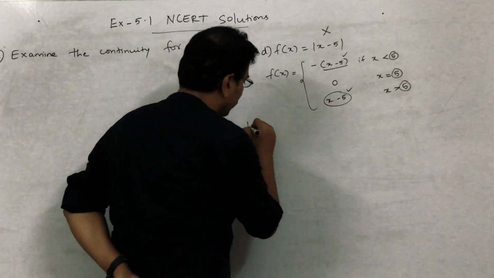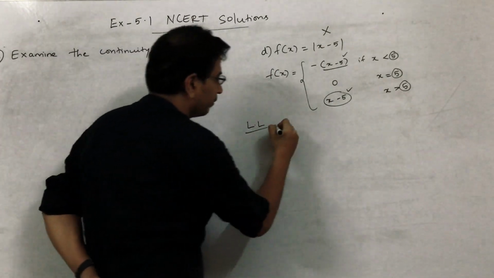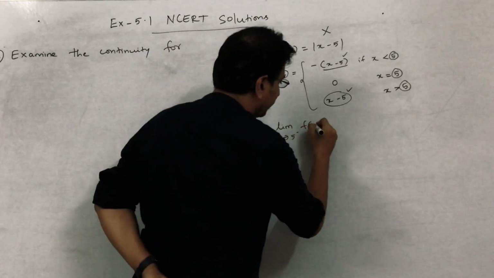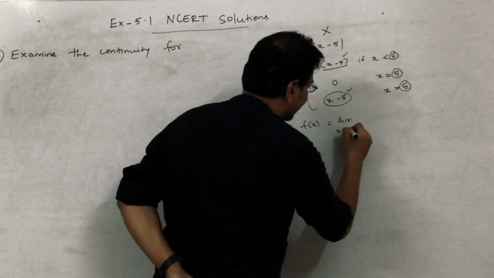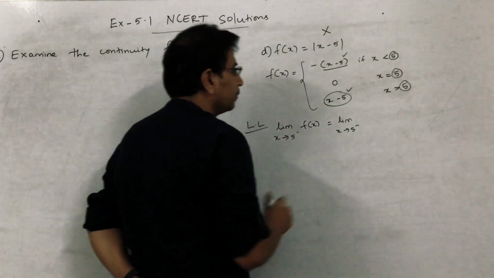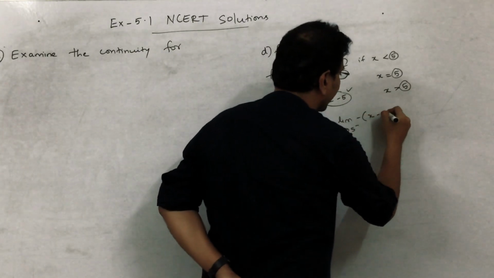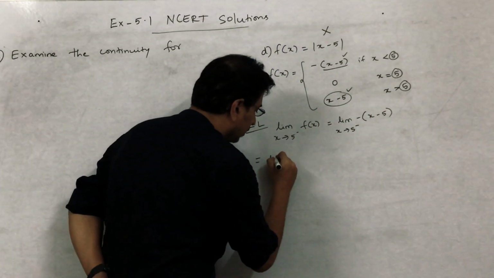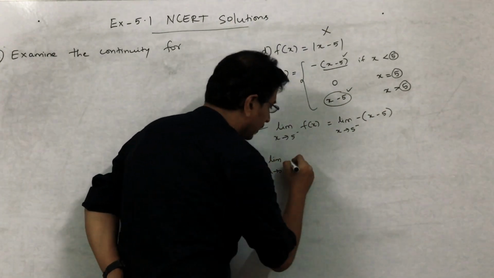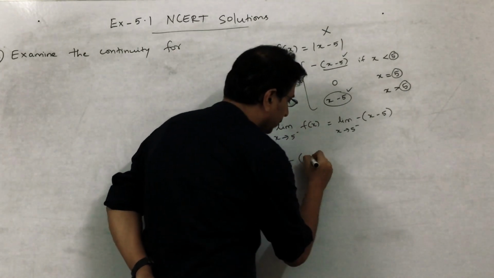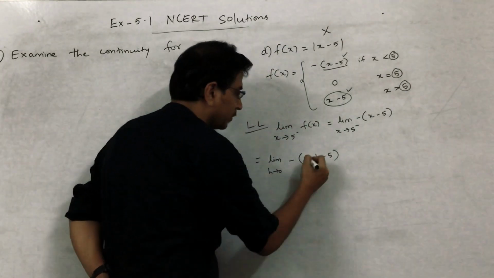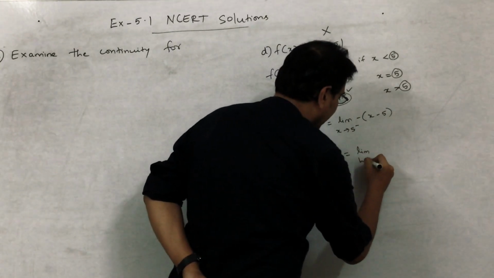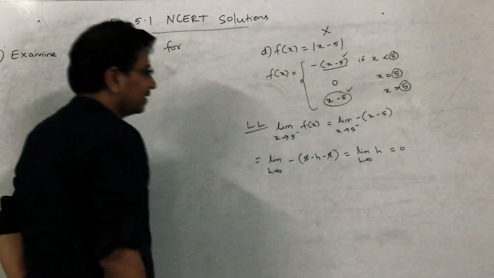So for that, we will take the left limit. The left limit is limit x tends to 5 minus f of x. What is the value of f of x? We need to take minus of x minus 5. So this can be written as limit h tends to 0 of minus of, in the place of x we substitute 5 minus h, and minus 5 is already existing. This and this will get cancelled. Minus of minus h is going to be plus h. So limit h tends to 0, h is going to be 0.